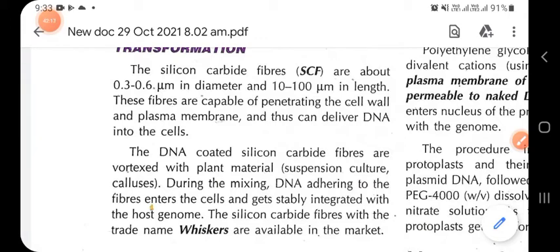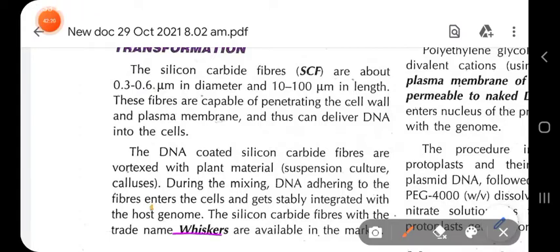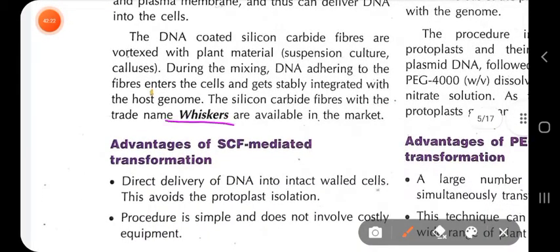Nowadays, commercially we can get this silicon carbide fiber in the market under the name of whiskers.